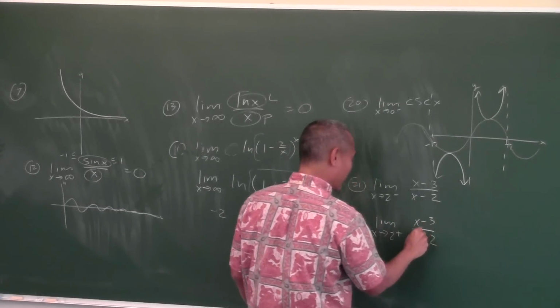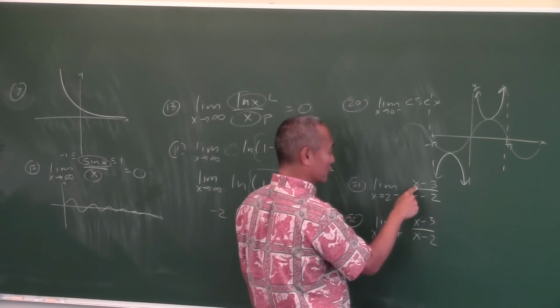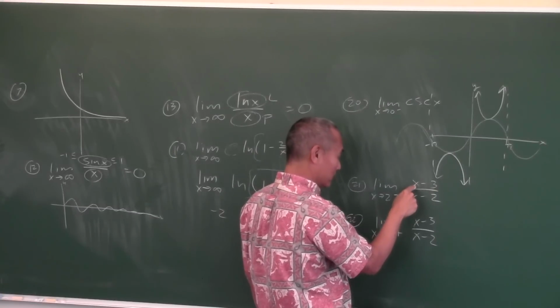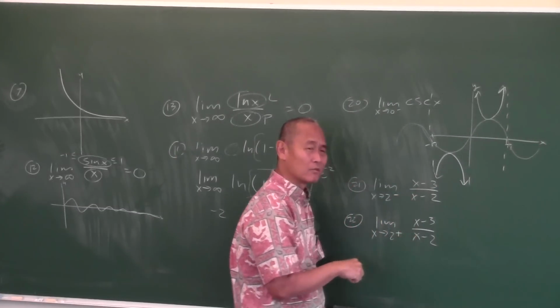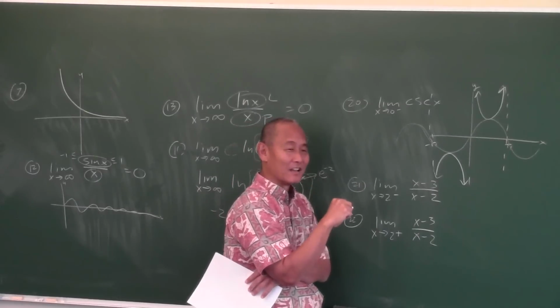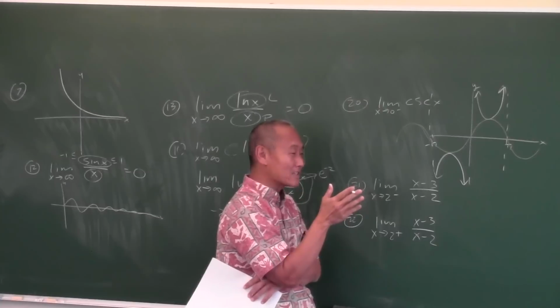Okay, what do you do? What's the first thing you do? What happens when you plug in 2 here? Plug in 2. Negative 1 over 0. What? Mr. Park said something about that yesterday. If you have non-zero over 0, that means there's a vertical asymptote there.